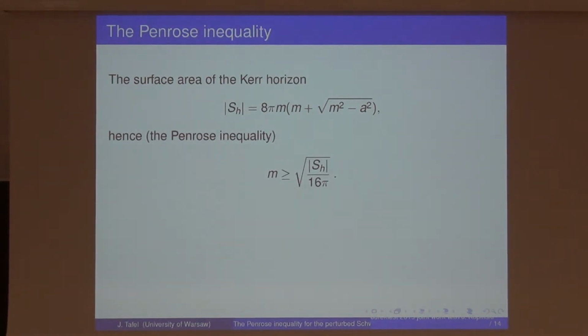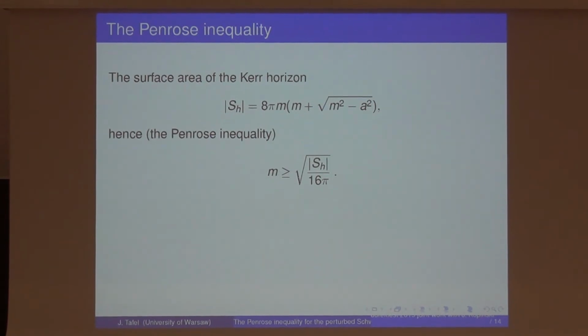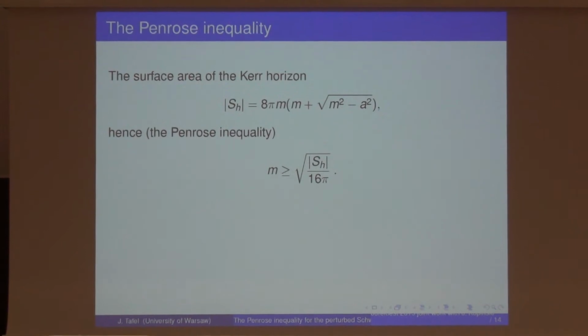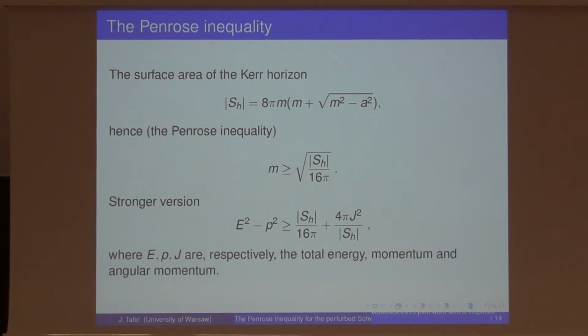So the Penrose inequality is simply a relation between the total mass of a gravitational configuration and the surface area of the horizon. And for the Kerr horizon, it is obvious, and more obvious for the Schwarzschild solution, where the angular momentum J vanishes, that this inequality is saturated. Now, a stronger version of this inequality is that the square of the total energy minus the square of the total linear momentum is bigger than the area term plus the square of the angular momentum. Yeah? So this is, of course, satisfied for the Kerr solution, where the angular momentum is non-trivial.